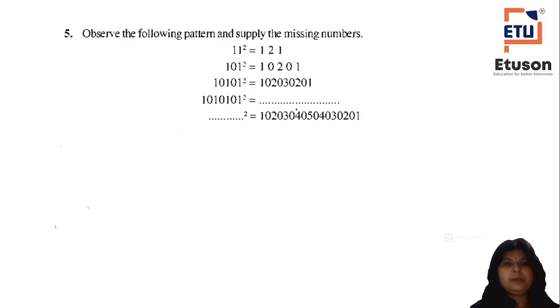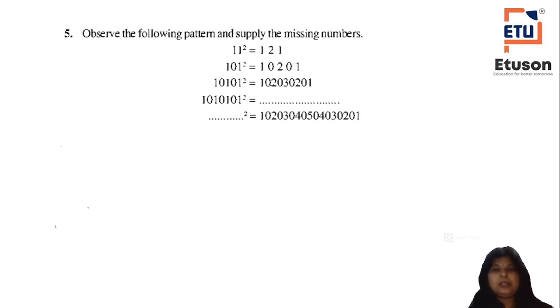Observe the following pattern and supply the missing data. So again a similar type of question. Now you see 11 square is 121, 101 square is 10201. Okay, now in the previous case you were only inserting 0. Here you have inserted a 1 in between, so you have 0 1 0 in between. So how many 1s do you have here? You have 3 ones here.